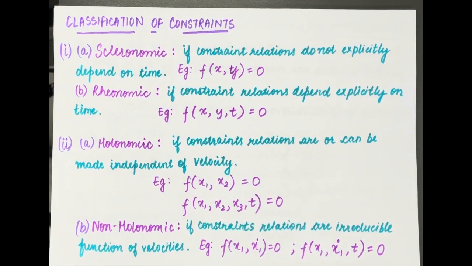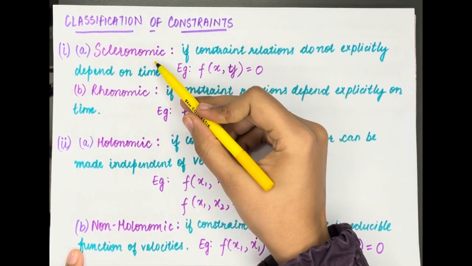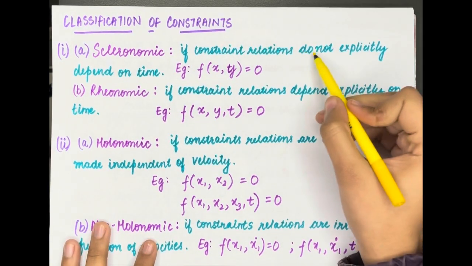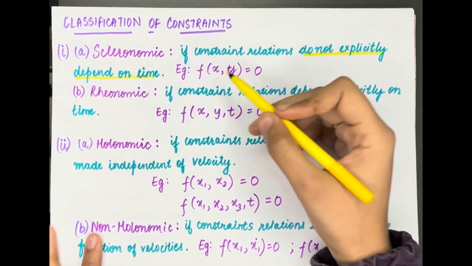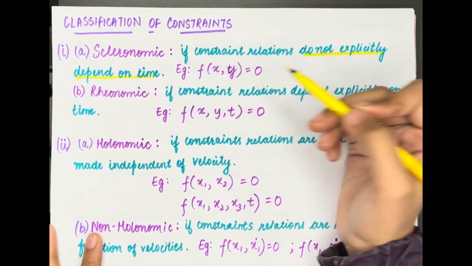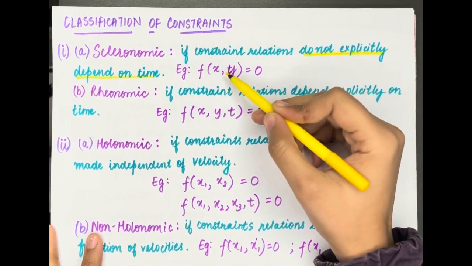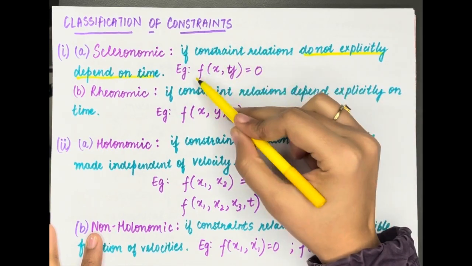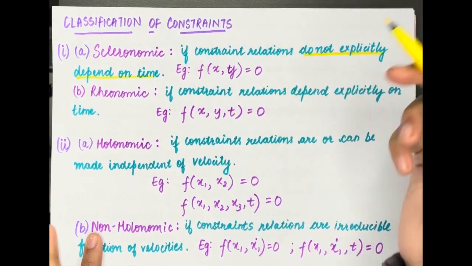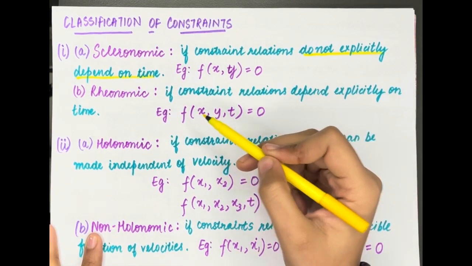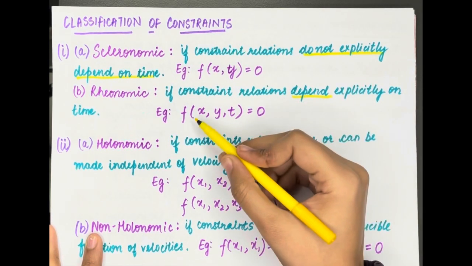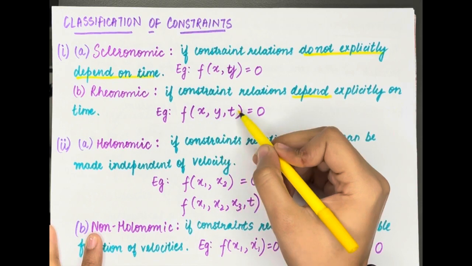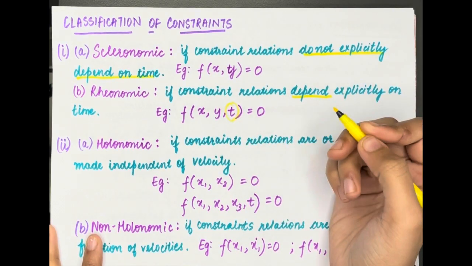The first way, by considering time. First is scleronomic. Scleronomic constraints are those constraints which do not explicitly depend on time. For example, we have any function f which depends on x and y. It does not depend on t. Then this constraint relation is scleronomic. The second is rheonomic. If constraint relations depend explicitly on time, for example, this function is a function of x, y, and time t, then this is rheonomic.